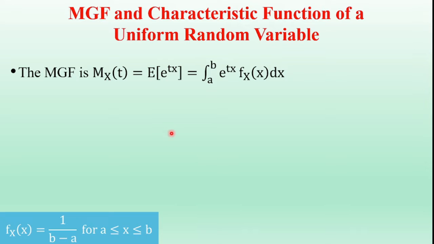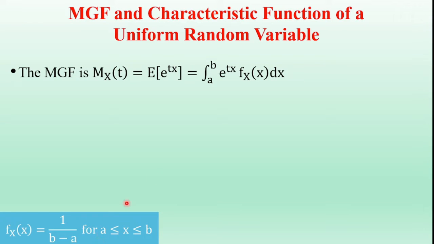We know that the definition of the moment generating function is MX of t is equal to the expectation of e power tX, which is equal to the integral from a to b of e power tx times fX of x dx. Here fX of x is the uniform probability density function: fX of x is equal to 1 by b minus a for x from a to b.